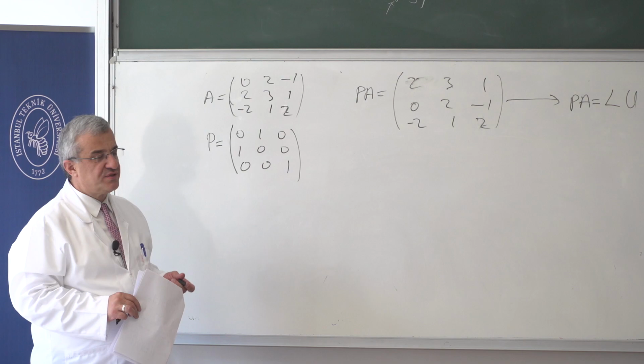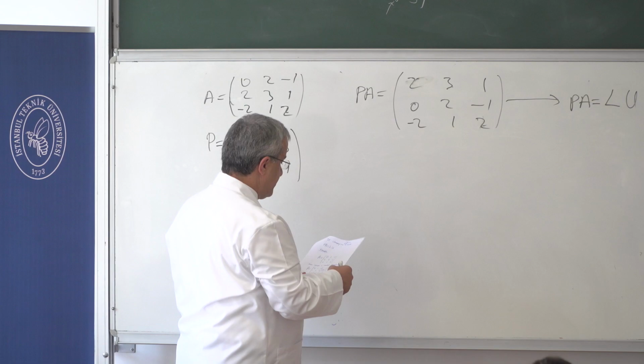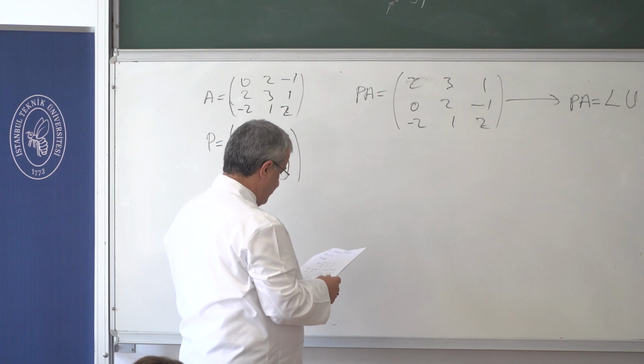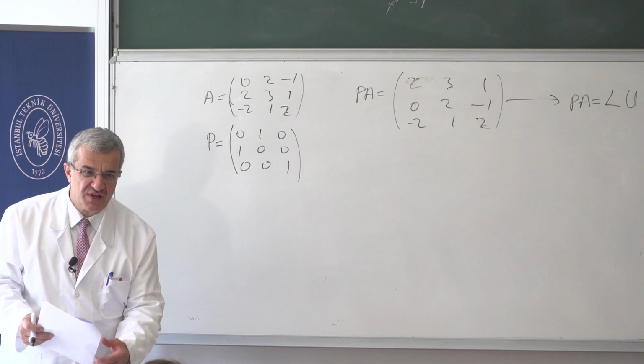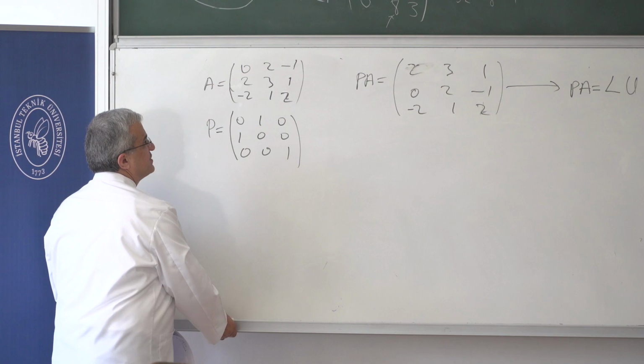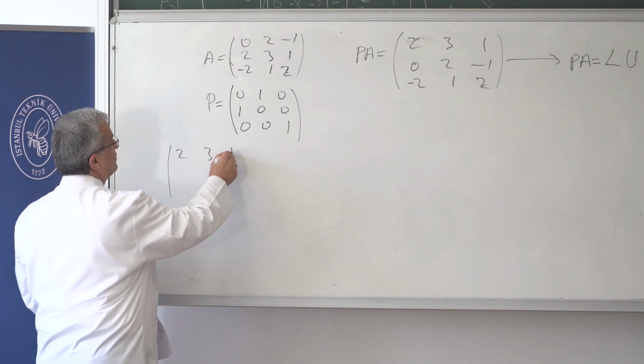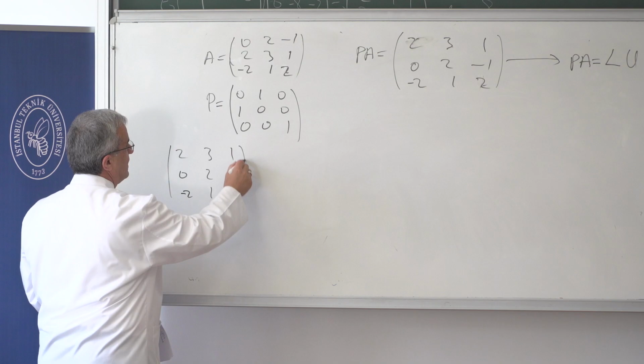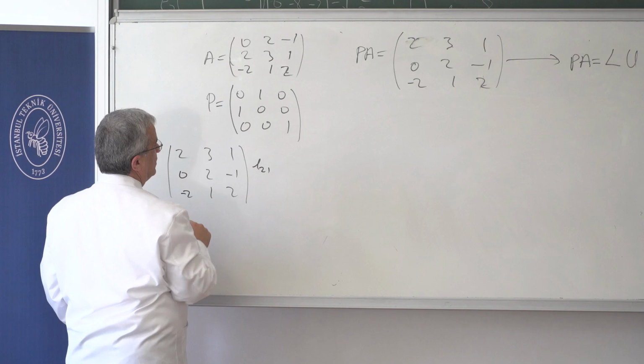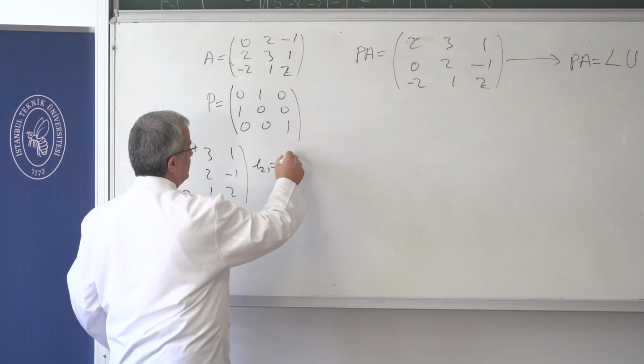Let's do the LU decomposition of this. This is another example that we have a chance to do for our exam, right? So what is the multiplier? I start from this one, 2, 3, 1, 0, 2, minus 1, minus 2, 1, 2. Okay? What is L21 now? It is 0, isn't it? This divided by that. So I don't need to do that again. So what is L31?